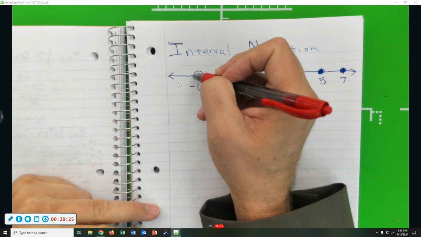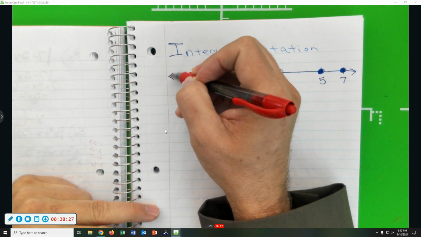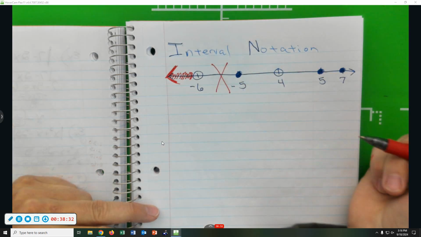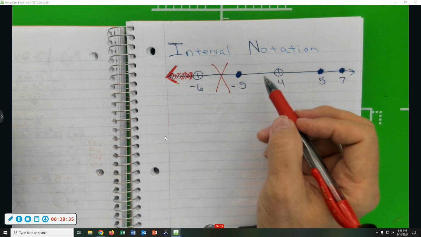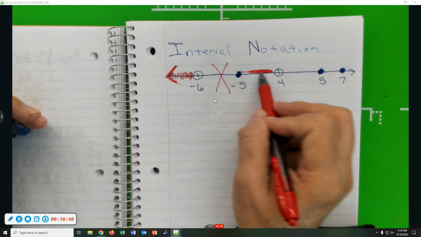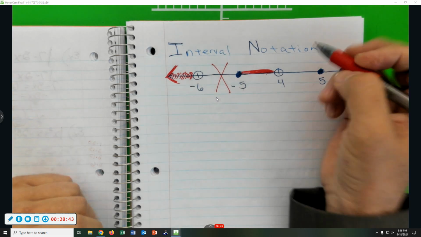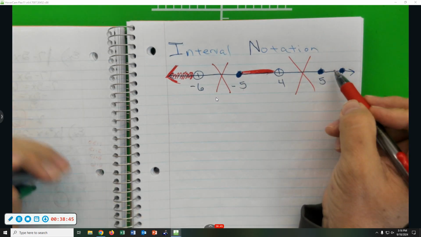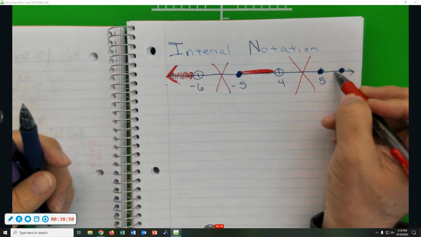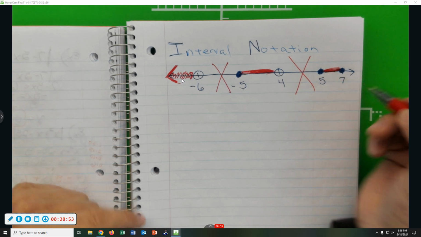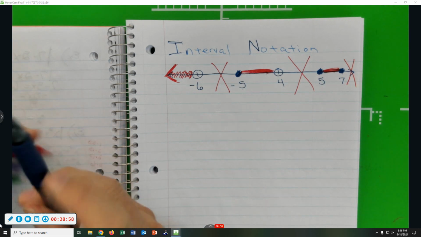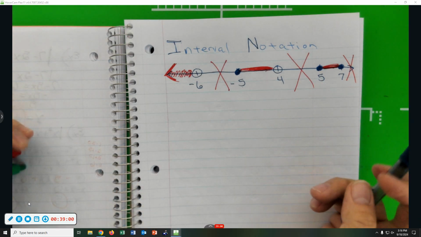Okay, let's shade this, and then we're going to cross that one out. Just for the sake of this example, shade. Cross out, shade. I know, I never do start off with a shaded one, but okay. And cross out.